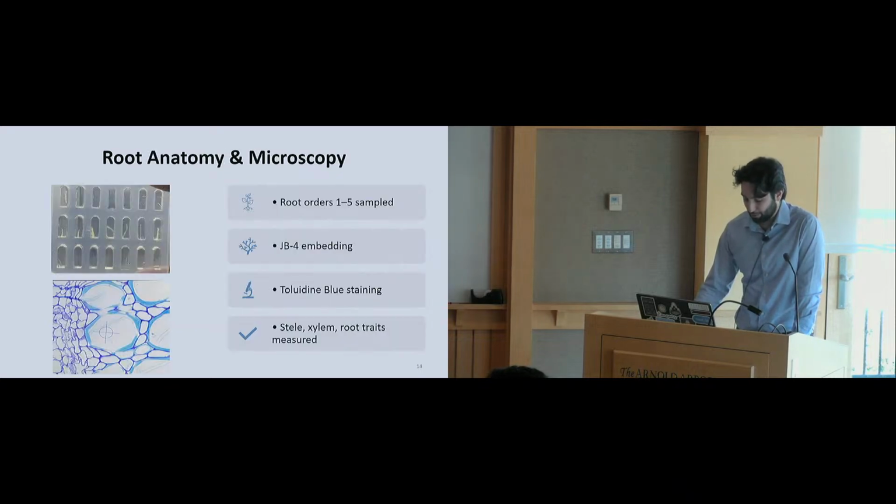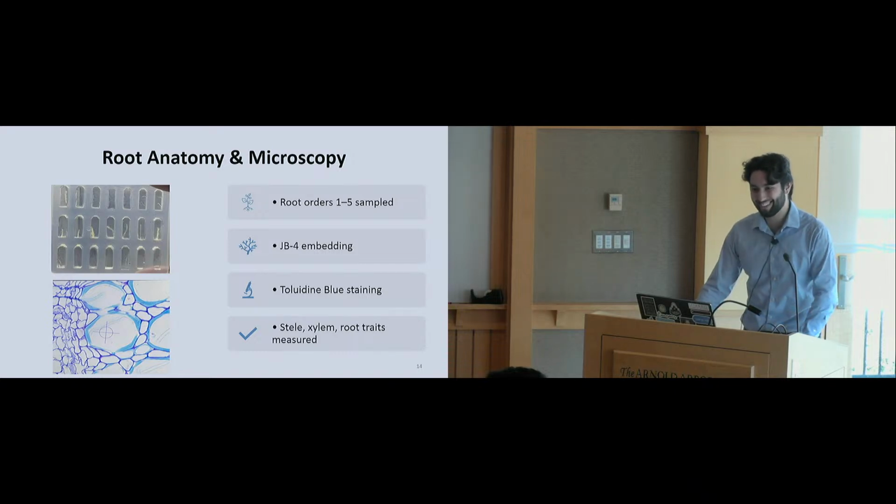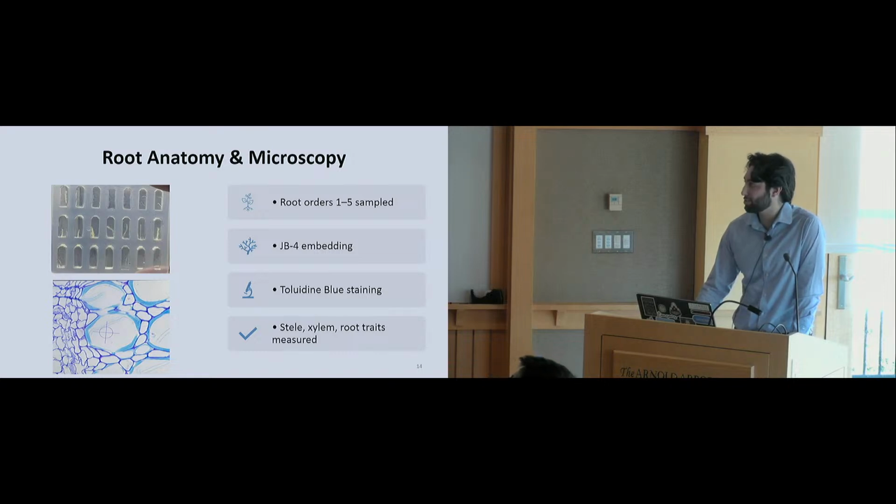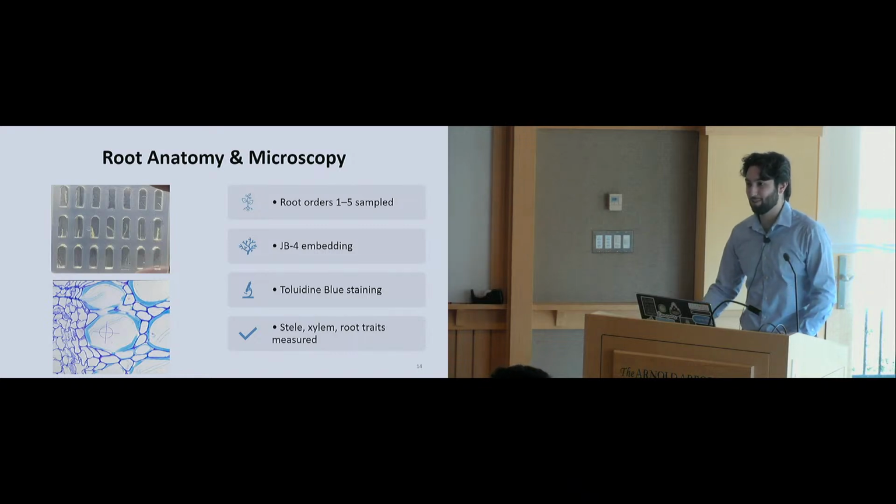We also sectioned roots by order for our anatomical microscopy. Those roots were embedded in a JB4 resin, which is a plastic resin, which Ned knows plenty about. And they were sliced by our microtome at 1.5 microns before being stained with toluidine blue, which allowed us to isolate some of our carbohydrate-based structures. We then placed those under a Zeiss imager and analyzed their pictures in ImageJ, and I'll have some more pictures of that process later on.